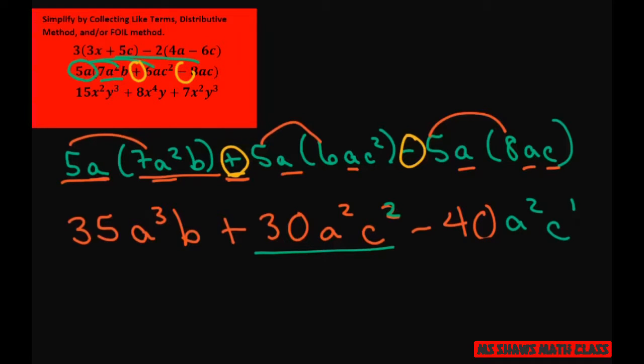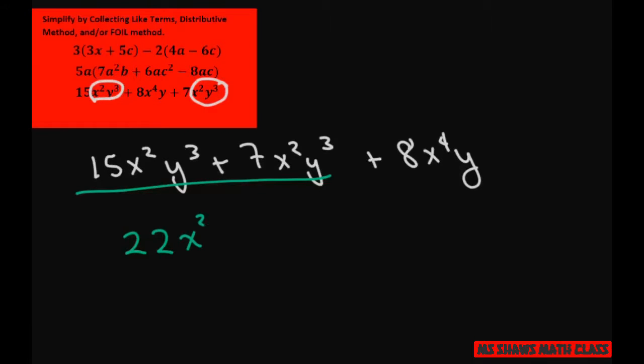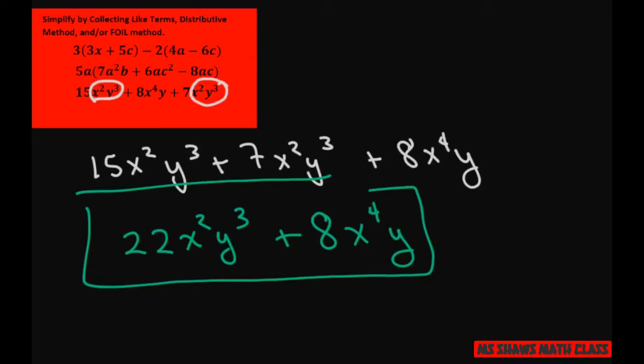Okay, and the last one is just collecting like terms. And for this one, we need these terms to be the same. So this one is the same as this one. So we can add the 15x squared y cubed with the 7x squared y cubed. And then we have 8x to the 4th y times y. And we can add those up. And that's going to be 22x squared y cubed. And then we still have our 8x to the 4th power times y. And that's your final answer.